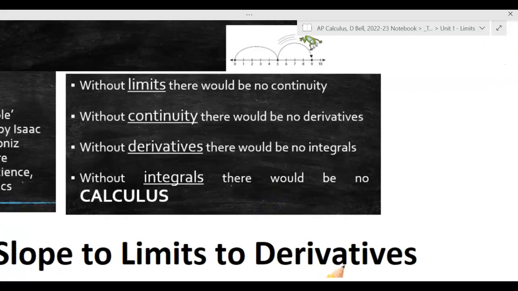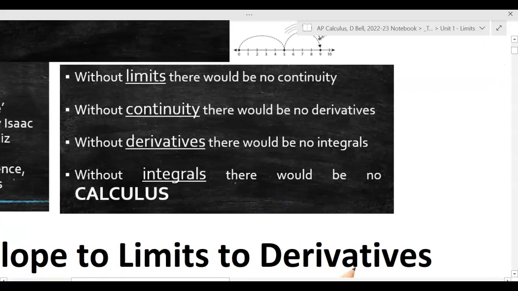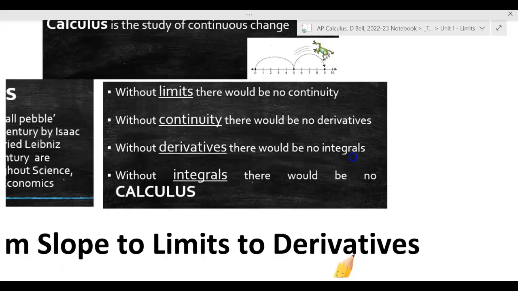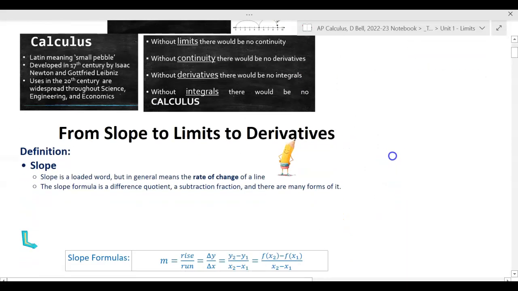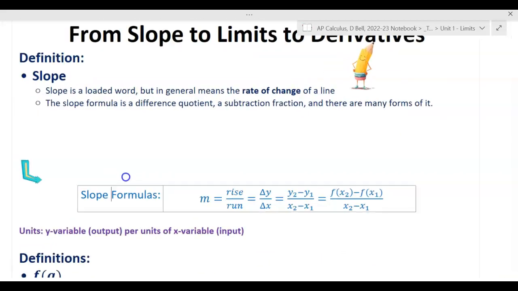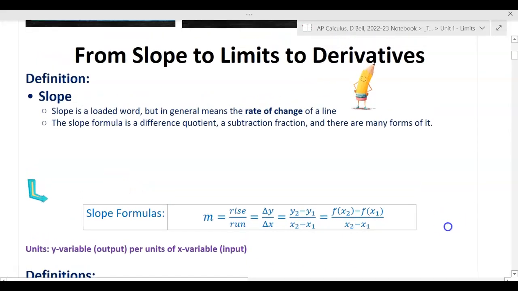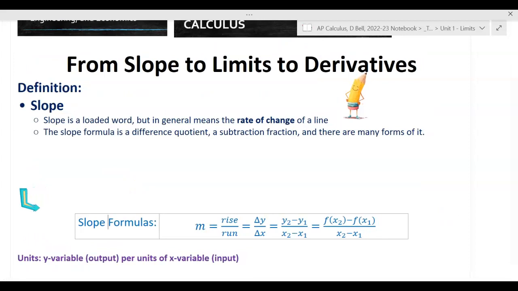So we're starting with limits. There's three big ideas in calculus: limits, derivatives, and antiderivatives. So without limits, there would be no continuity. Without continuity, there would be no derivatives. Without derivatives, there would be no integrals. Integrals are the same as antiderivatives. And without integrals, there would be no calculus. So we're going to start with slope, which we should all be familiar with, to define limits.